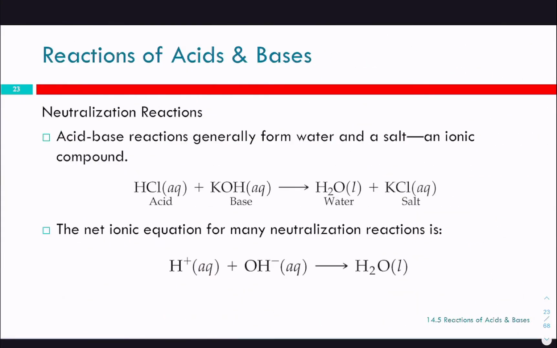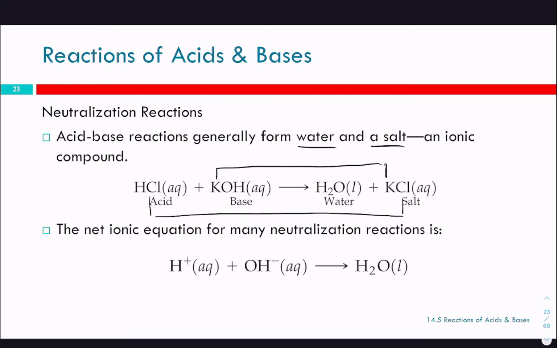Okay. So acid-base reactions, we talked about neutralization reactions, acid-base reactions, generally form water and a salt, or an ionic compound. So if we have hydrochloric acid reacting with potassium hydroxide, the proton here from the chloride reacts with the OH minus from the potassium hydroxide and forms water. And then whatever's left over forms the ionic compound. So we took the potassium here and the chloride to form that salt.